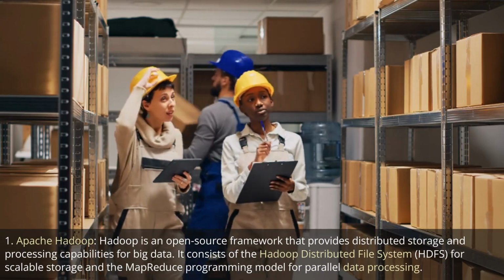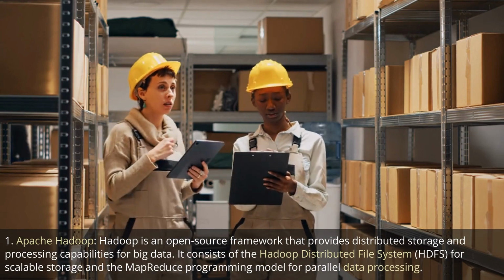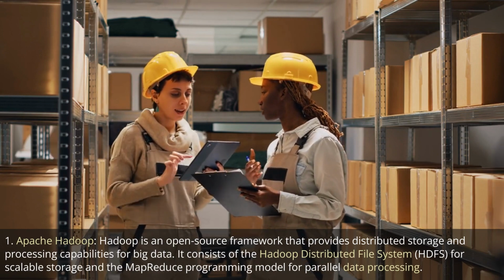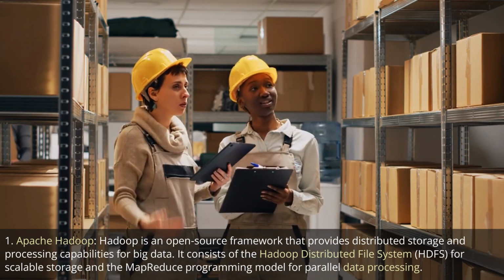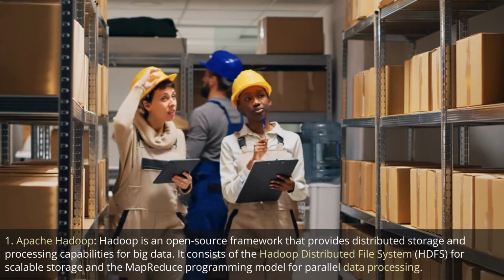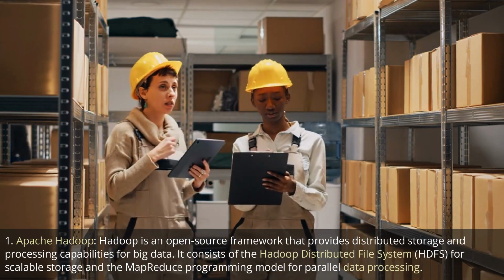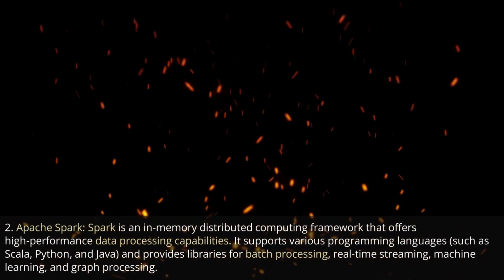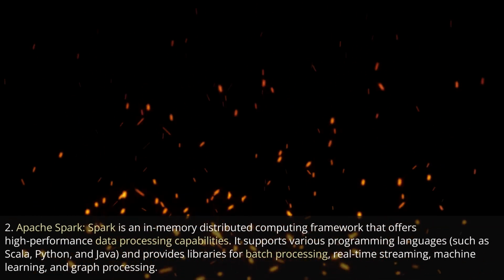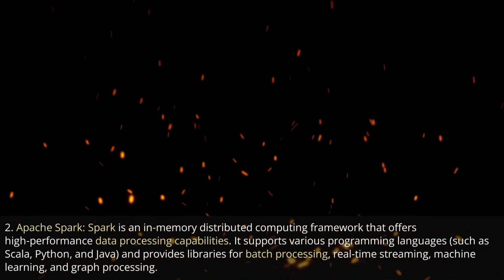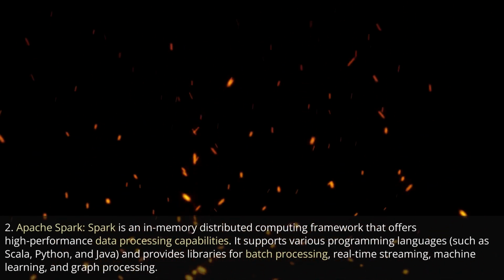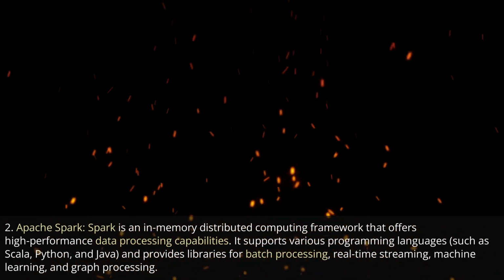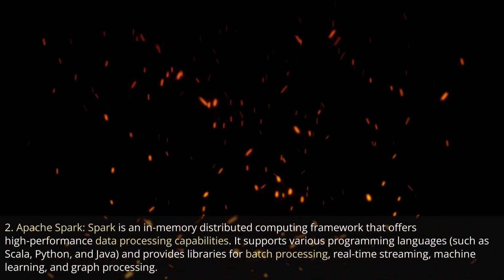1. Apache Hadoop. Hadoop is an open-source framework that provides distributed storage and processing capabilities for big data. It consists of the Hadoop Distributed File System, HDFS, for scalable storage and the MapReduce programming model for parallel data processing. 2. Apache Spark. Spark is an in-memory distributed computing framework that offers high-performance data processing capabilities. It supports various programming languages, such as Scala, Python, and Java, and provides libraries for batch processing, real-time streaming, machine learning, and graph processing.